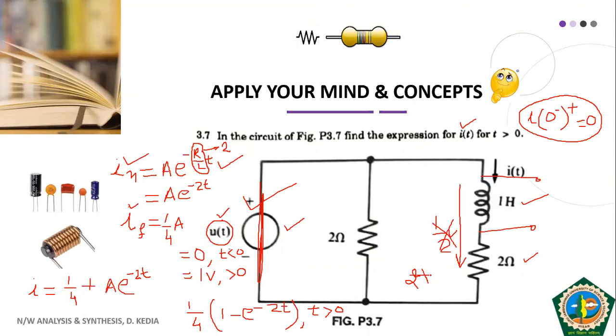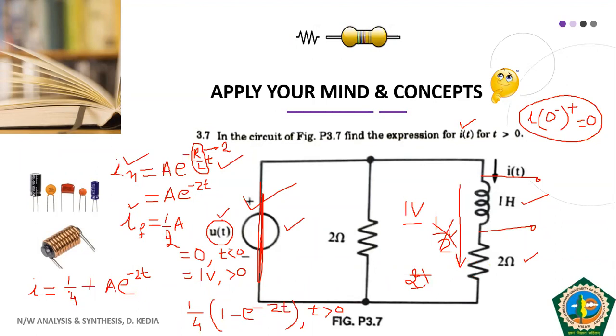Sorry, the voltage source is having 1 volt. So since this 2 ohm and 2 ohm resistances are in parallel, the voltage across this 2 ohm resistance will be 1 volt. And the current will be I = V by R, so that is 1 by 2. So this forced response will not be 1 by 4 ampere. It will be 1 by 2 ampere.